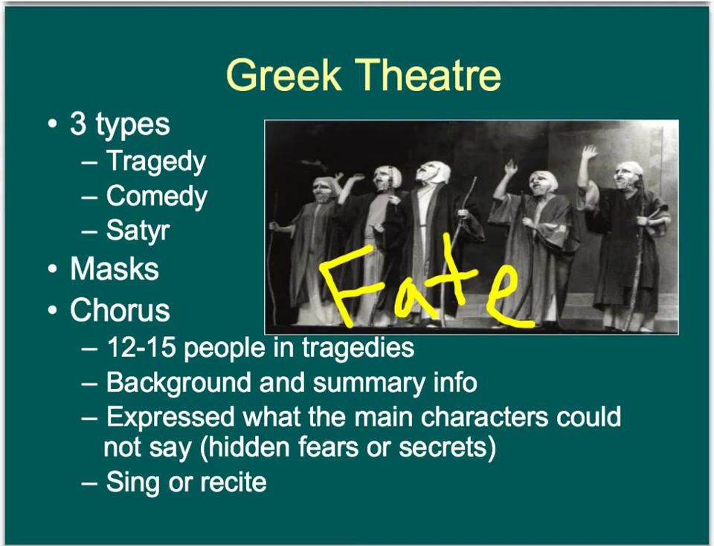And they're all kind of uniform. They wear the same mask, which are kind of creepy, to be honest. They kind of creep me out. They would have been painted, had a bunch of plants in them, animal skins, stuff along those lines. Like I said, they express their main fears, their inner thoughts, stuff like that. So they help break that wall that the characters can't exactly break according to the tradition of the day.